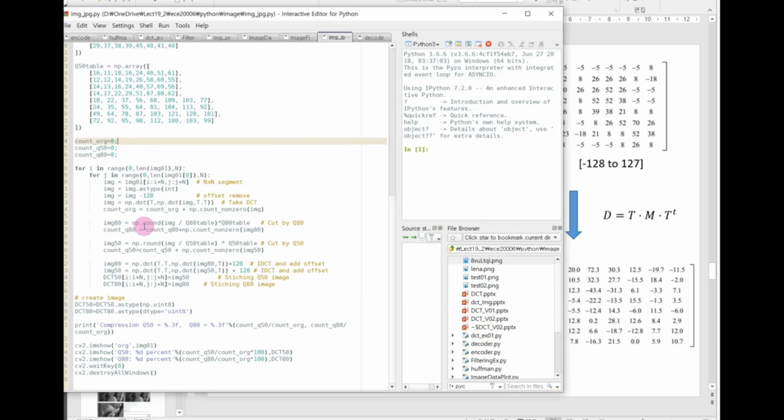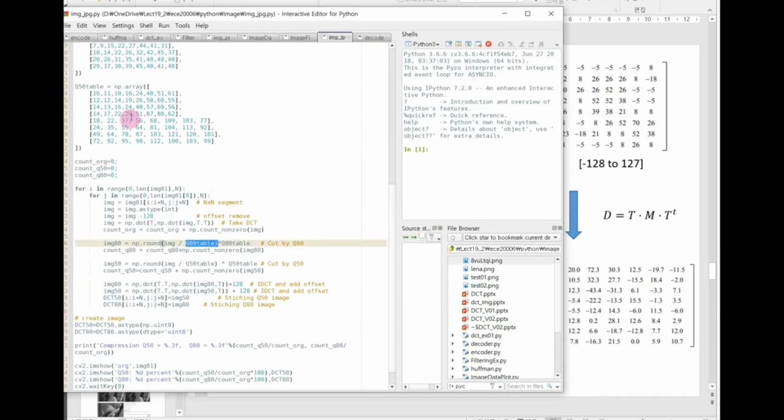And next, I round off by use of the Q80 table. That's this table. By dividing this image, the numbers will be reduced, and in the round off, if the value is less than 0.5, we remove the value and make it 0, and then multiply by Q80. So many of the data are removed by use of this technique.